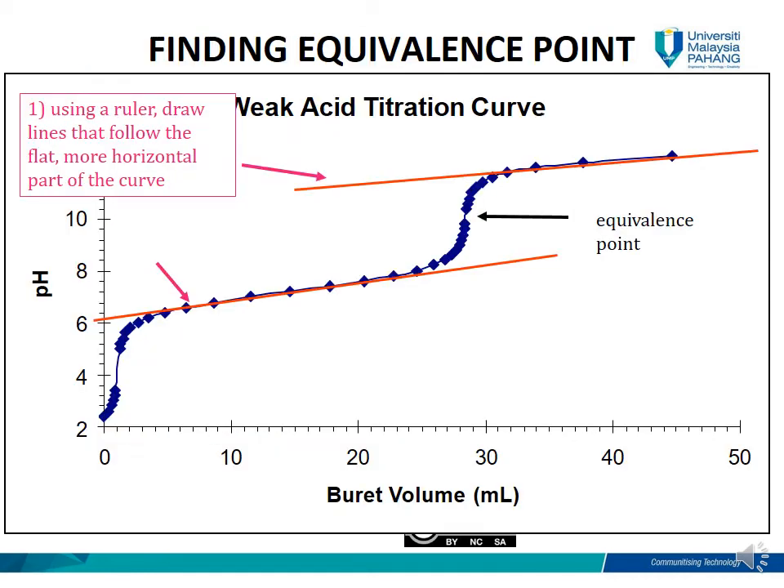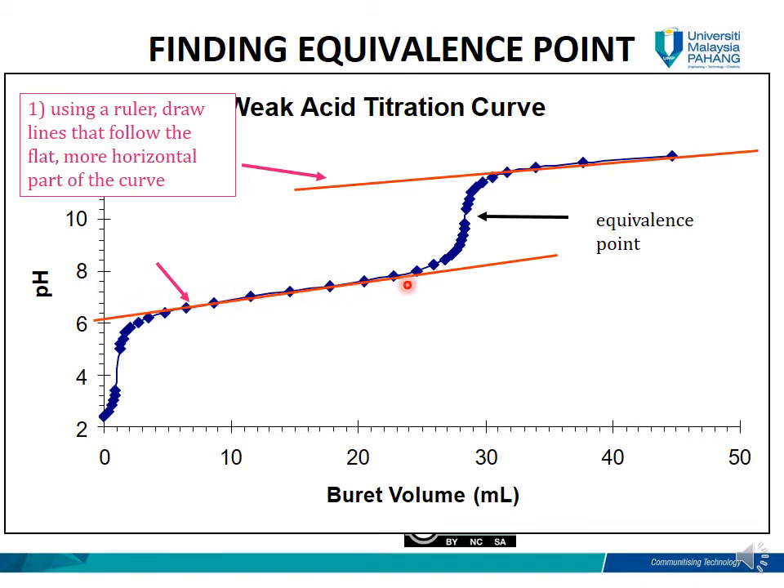Okay, now I will show you how to find the equivalence point in the titration curve. As you all know, after you do the experiment of acid-base titration, you need to construct a graph of pH versus burette titrant volume. So basically, it will show you something like this figure. This is the kind of graph, and here is the buffer region.